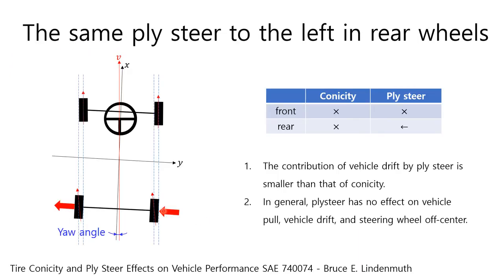This time, let's look at the case where the residual cornering force due to the ply steer on the rear wheels acts in the left direction. The contribution of vehicle drift by ply steer is smaller than that of conicity. In general, ply steer has no effect on the vehicle pull, vehicle drift, and the steering wheel off-center.